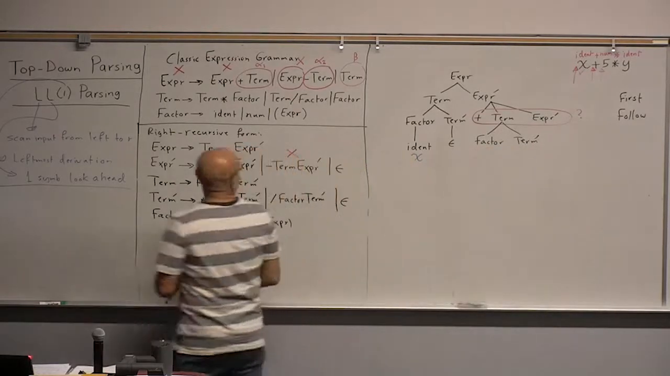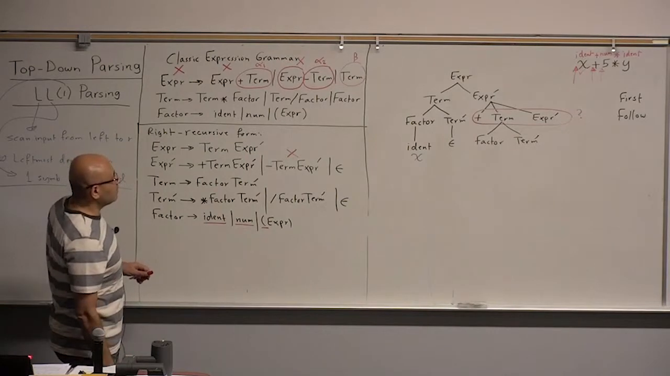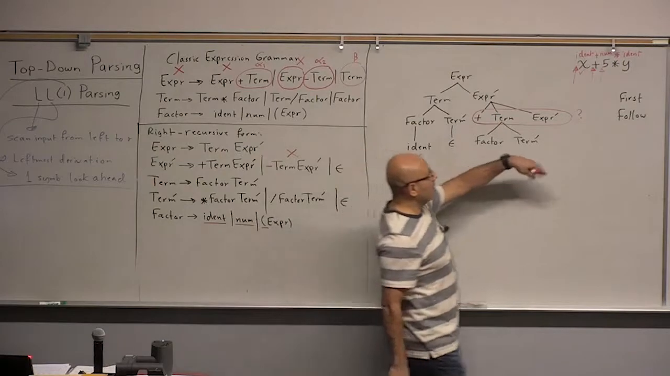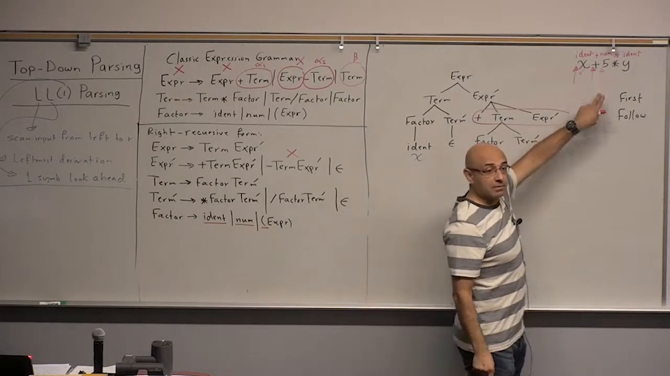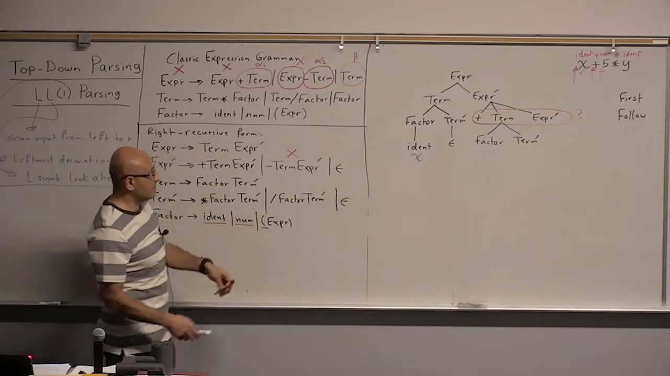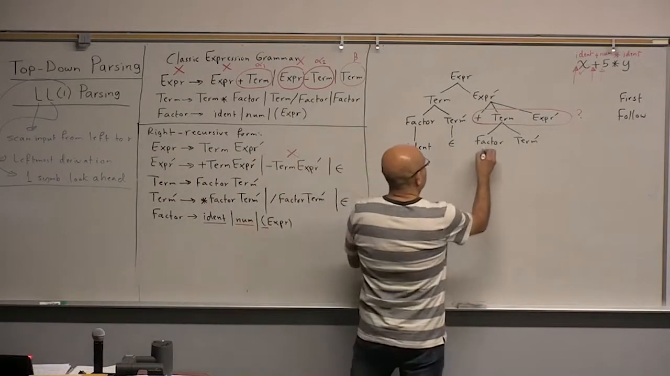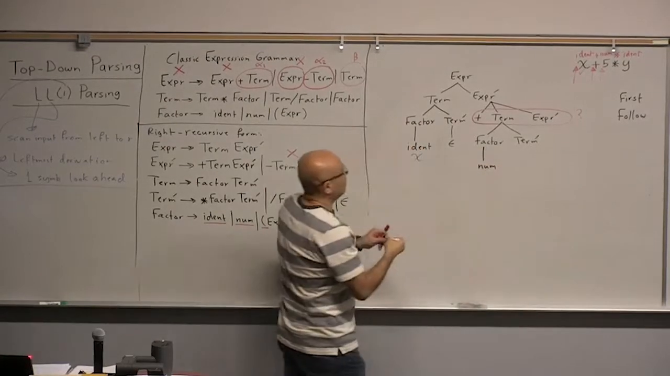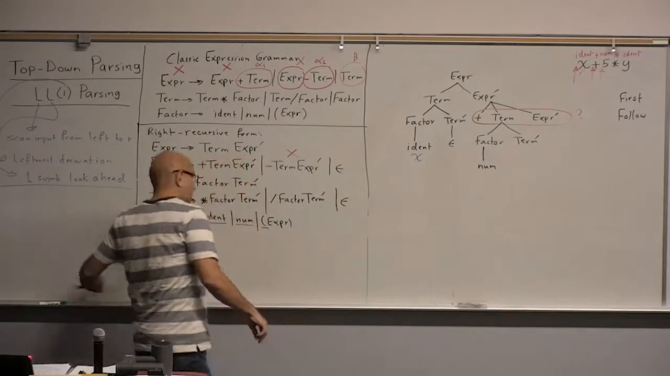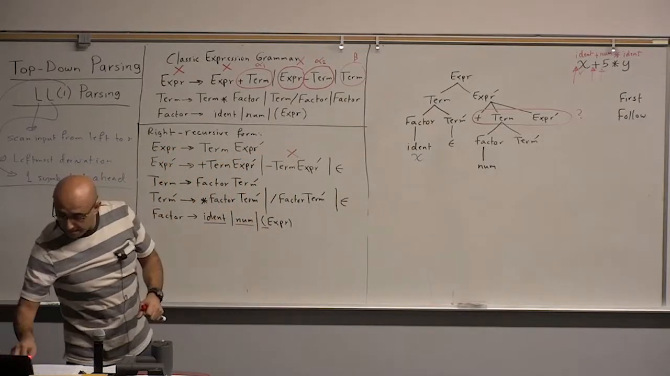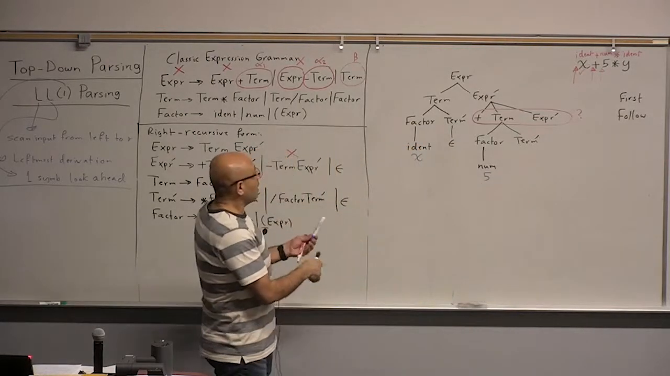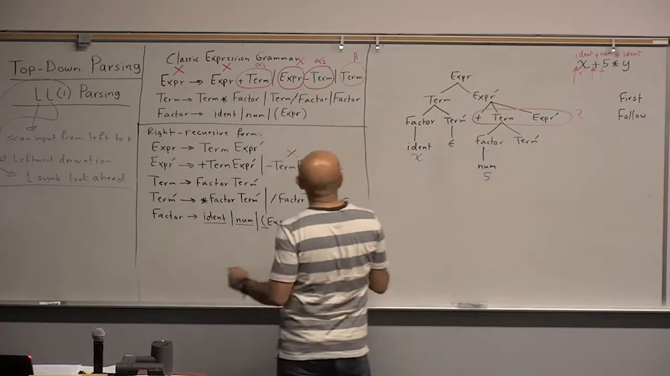Factor, term prime. Now I need a substitution for factor: number, identifier, or number. Based on what I'm seeing, the only correct substitution is number, because I'm not seeing an identifier and I'm not seeing an open parenthesis. So this factor is going to be a number, and this number is 5.